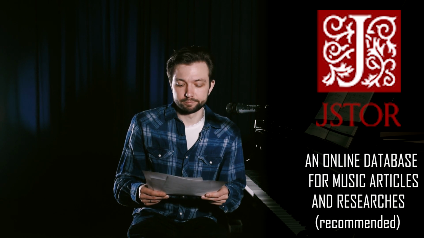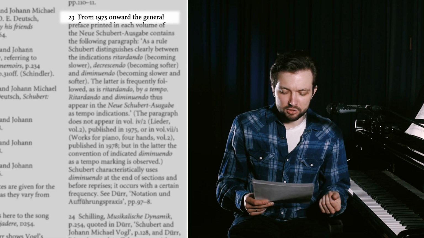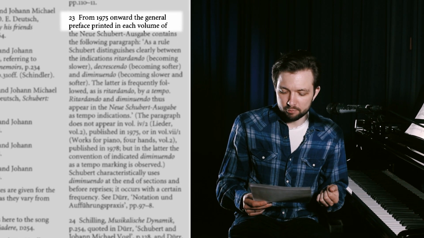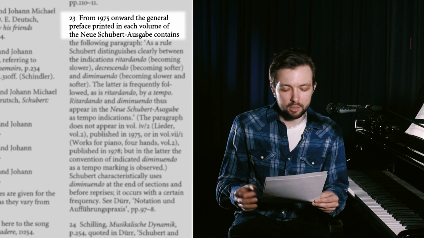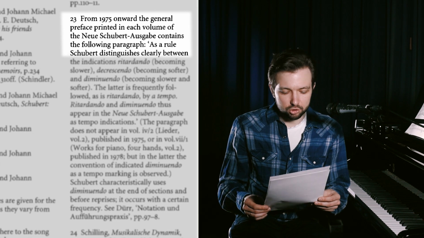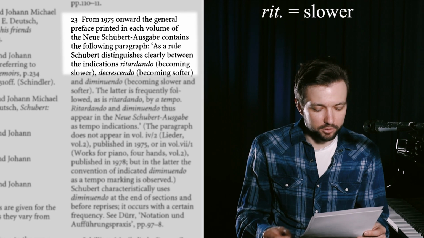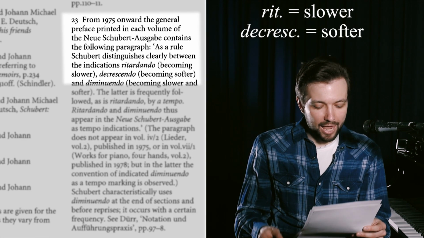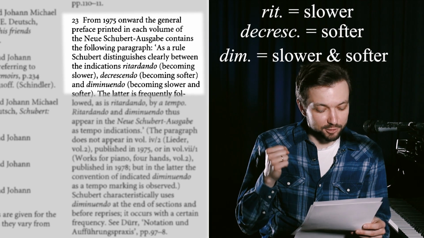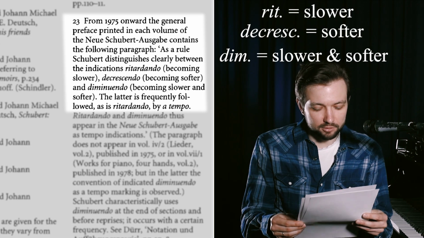For example, Robert Levin, a well-known specialist in historical performance practice, explains how those terms were used by Schubert. From 1975 onward, the general preface printed in each volume of the Neue Schubert Ausgabe, the new Schubert edition, contains the following paragraph. As a rule, Schubert distinguishes clearly between the indications ritardando, becoming slower, decrescendo, becoming softer, and diminuendo, becoming slower and softer. The latter is frequently followed, as in ritardando, by a tempo.